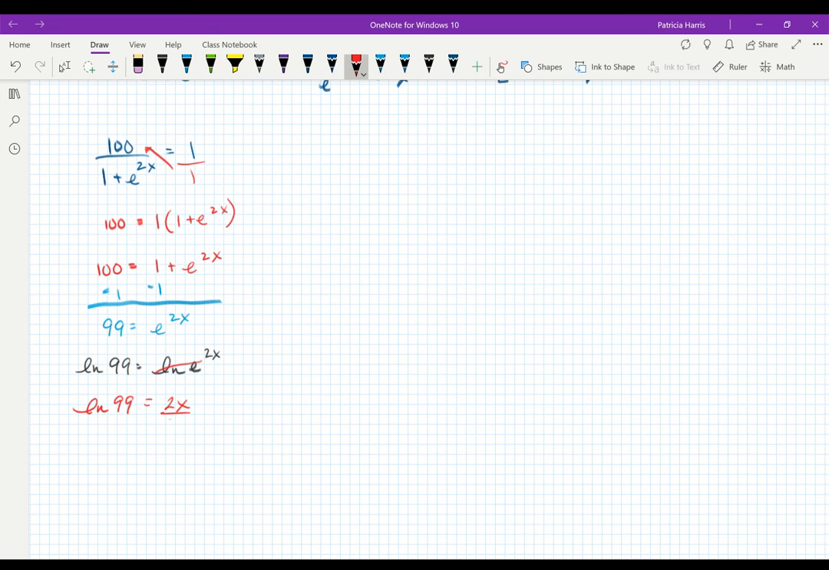Divide by 2. So natural log of 99 divided by 2 would be our exact answer. Our approximate answer would be 2.298.